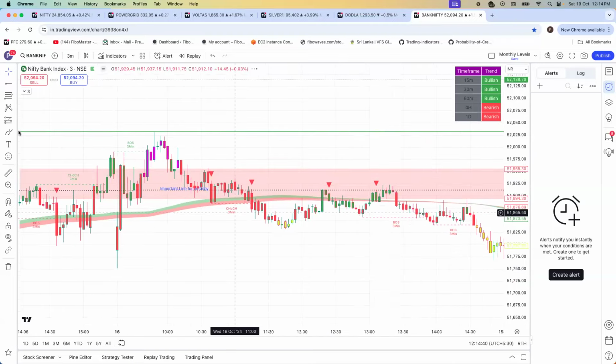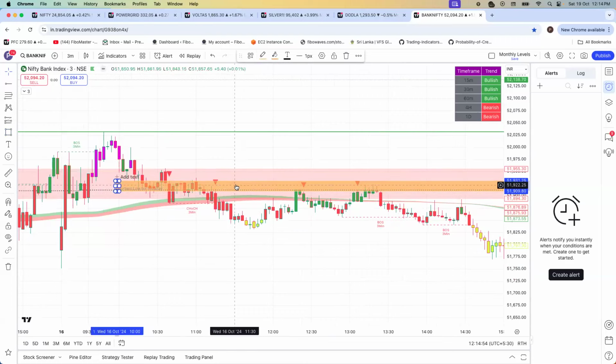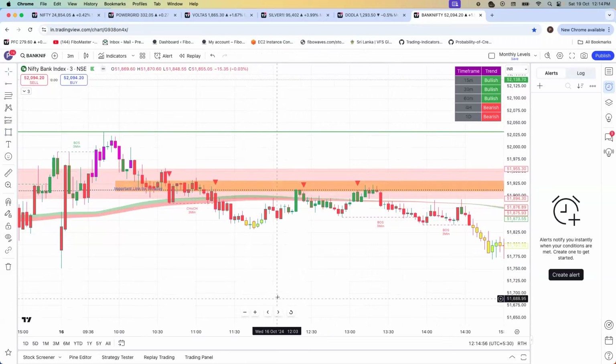I'll draw the zone on the top. On the top, I'll draw the zone here. Okay, I take the top. This is the first top. This is the second top. And this is the third top. And this is the fourth top. Right. Okay. I've taken on the top side.